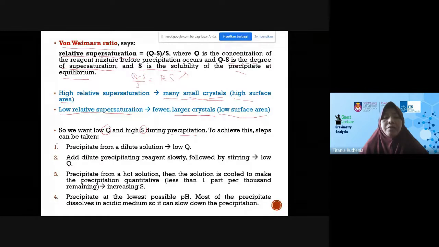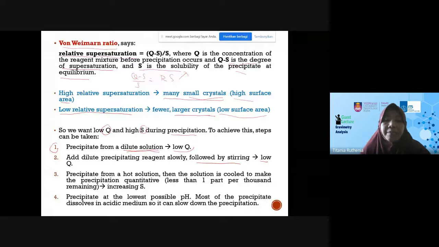The first one, we have to precipitate from a dilute solution. If we precipitate from a dilute solution, it means that it is at low Q, or low concentration. Q is the concentration of the reagent mixture. And then add dilute precipitating reagent slowly, followed by stirring. Usually we can use a magnetic stirrer heater. So we can use stirring here to lower the Q.